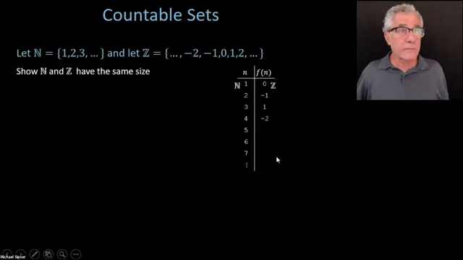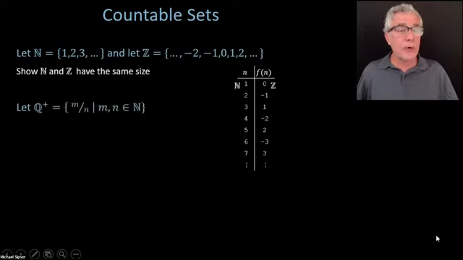So 4 goes to -2, 5 goes to 2, 6 goes to -3, 7 goes to 3, and then -4, and then 4, and -5, then 5, and so on. You're clearly going to cover all of the integers in this way, and each of the natural numbers is going to have its own integer, and there's never going to be any collisions. There's never going to be two natural numbers assigned to the same integer. So this meets the conditions of a one-to-one correspondence and shows that the natural numbers and the integers have the same size following this definition.